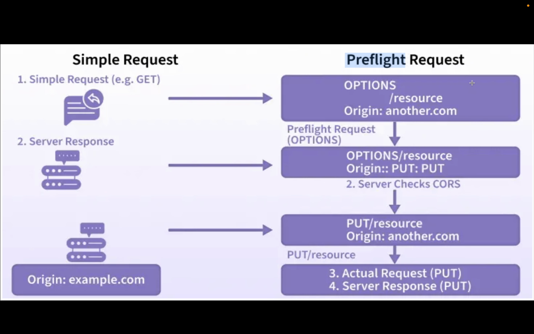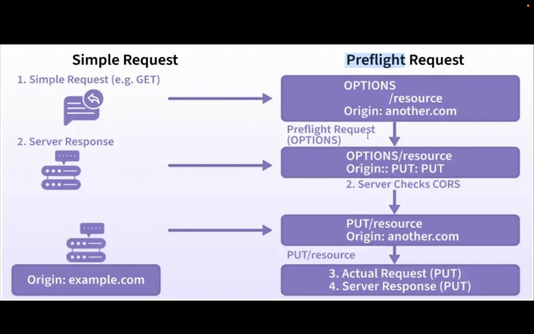In the right side there is a preflight request. What the right side is saying is that this shows the preflight CORS request, which happens when the request is unsafe or complex. So HTTP is working with the local one and all this. So what is a preflight request? Before the actual request, the browser sends an OPTIONS request to the resource on another.com. So this is a preflight.